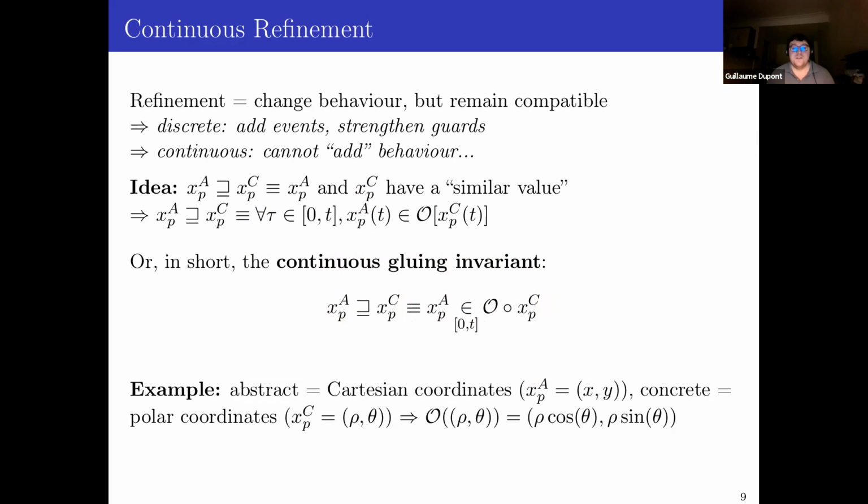As a short example, if you have an abstract machine with Cartesian coordinates, x and y, and a concrete machine with polar coordinates, rho and theta, the observation map links rho and theta with x and y, where x is rho cos theta, and y is rho sin theta. And as you see, from a technical point of view, continuous refinement is basically data refinement. What you refine is the value of the variables. You do not add events, and you do not add time intervals anyway.